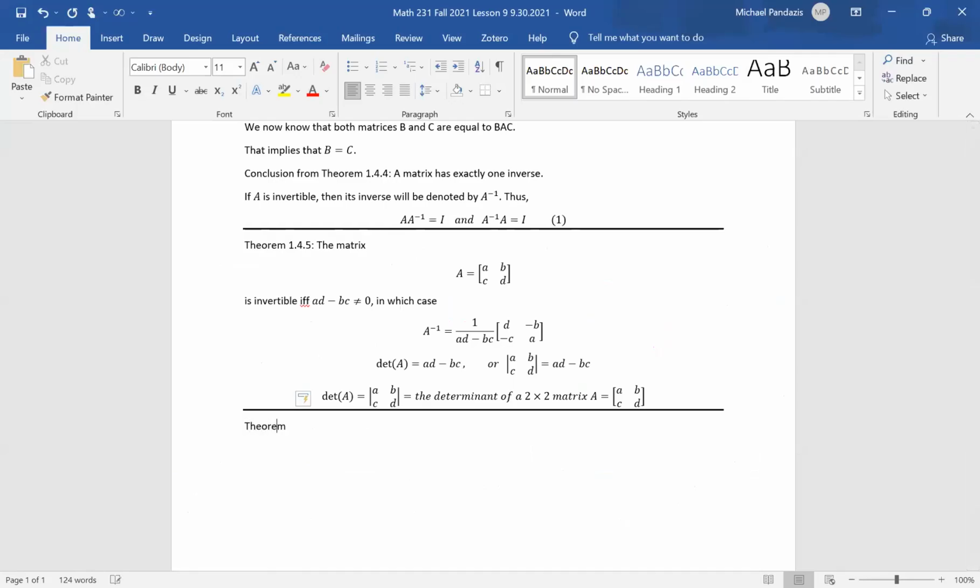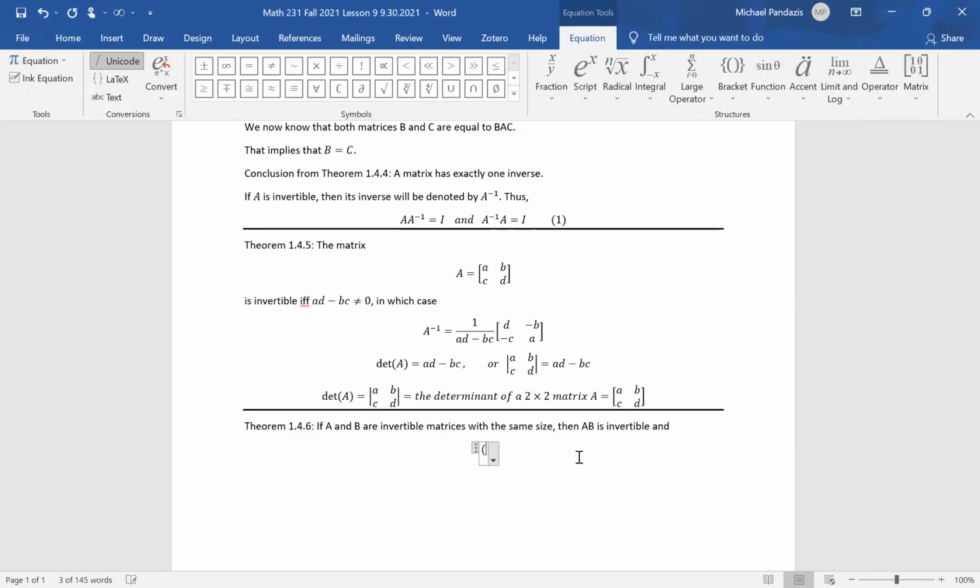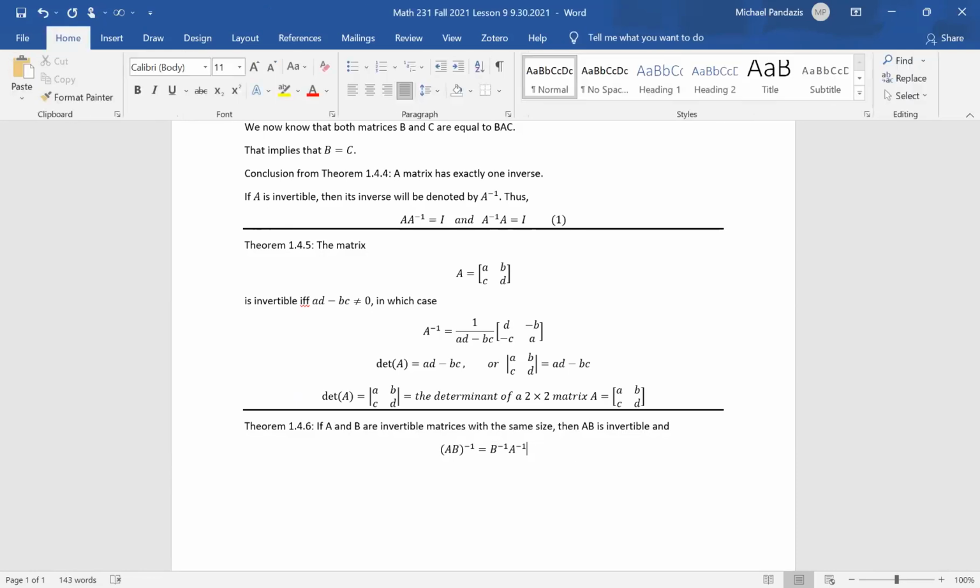So this is theorem 1.4.6. If A and B are invertible matrices with the same size, then AB is invertible. And the inverse of AB is equal to B inverse A inverse.